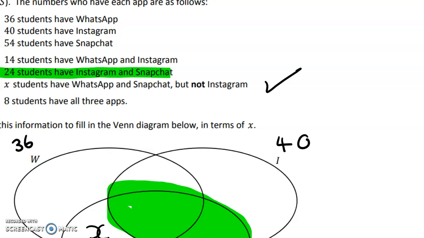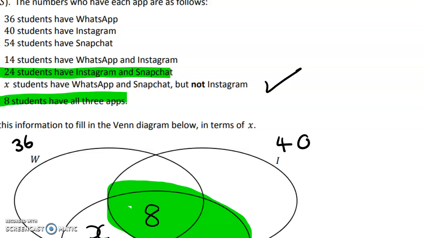Let's just check out. 8 students have all 3 apps. Now, the only reason that I'm not putting in 24, by the way, is because 24 goes in this entire circle here, right? So I have to break that down a bit. So I'll just take that down. I can't just put 24 because I have two separate circles there in the green that I need to sort out. So I just can't fill it in yet. But I see that I've got 8 students have all 3 apps. So that's brilliant. That means all 3 apps is in the center. I can put in 8 here.